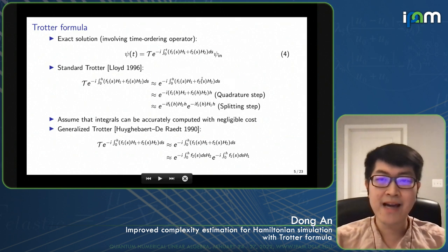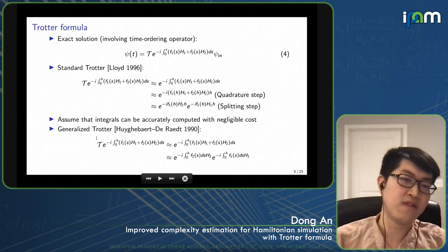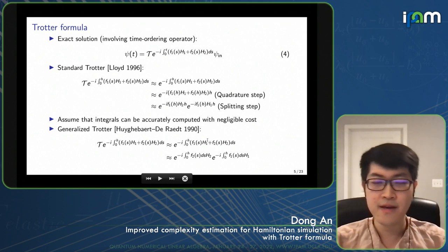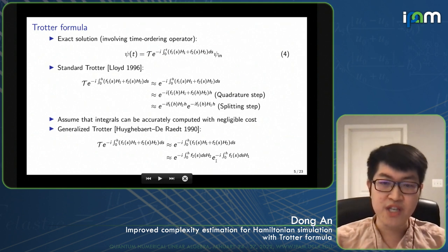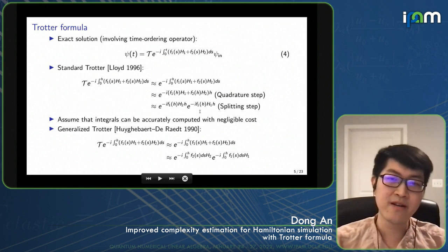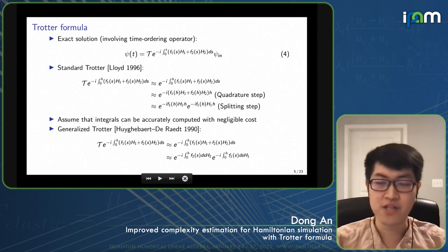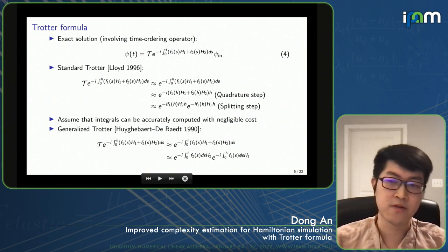With that, we can just skip the quadrature step in the derivation of the standard Trotter, and this will give us the so-called generalized Trotter, which dates back to the 1990s. The difference between the generalized Trotter and standard Trotter is that in the standard Trotter, the function is evaluated at some specific time step, but in the generalized Trotter, it is just some integrals. And we can also prove that this generalized Trotter is first order.